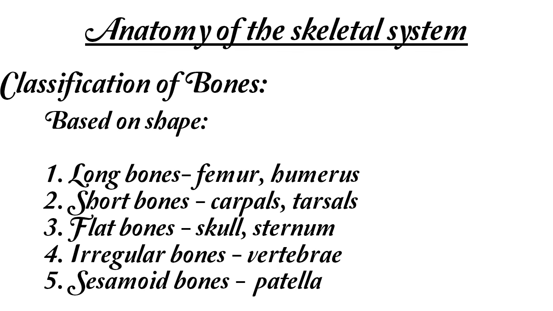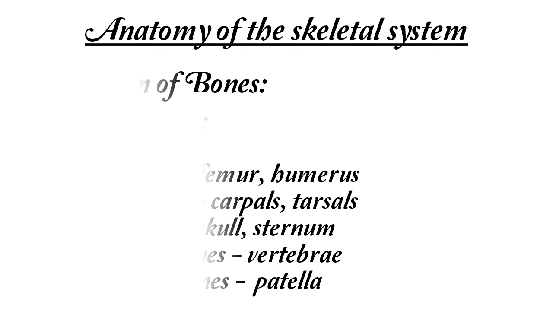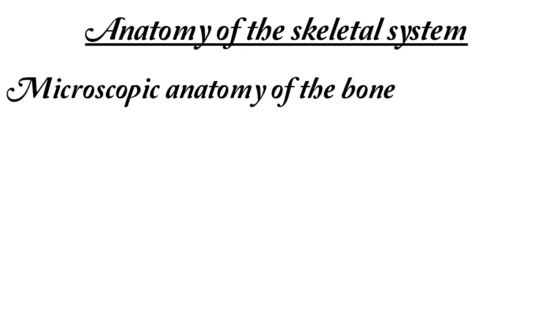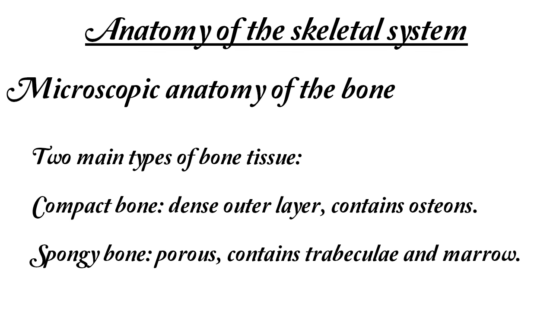Now let's talk about the microscopic anatomy of the bone. On the microscopic level, the bone is a dynamic living tissue. We have the compact bone and the spongy bone.